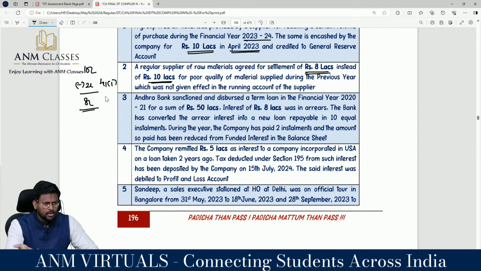Out of 14 marks, you will be able to get 11 to 12 marks. That is more than enough according to me from this area.